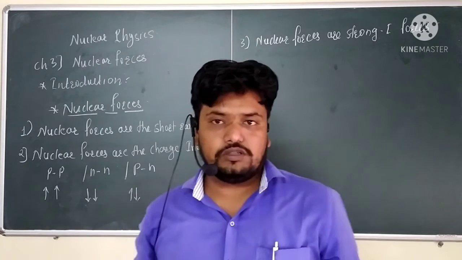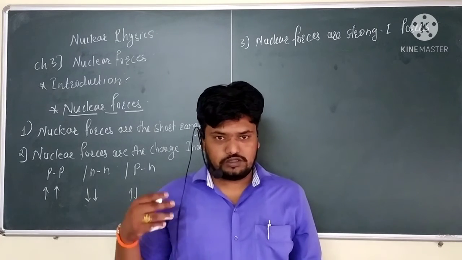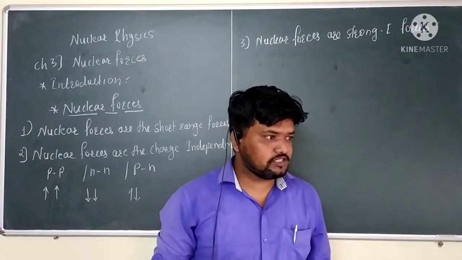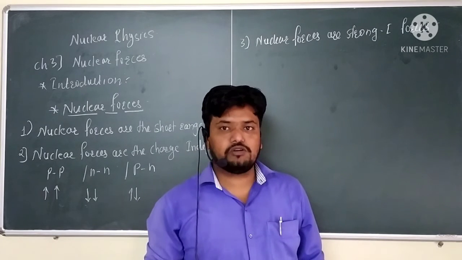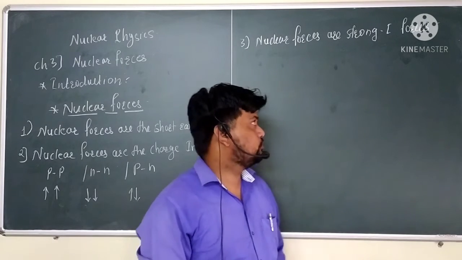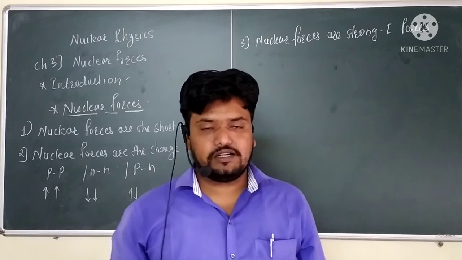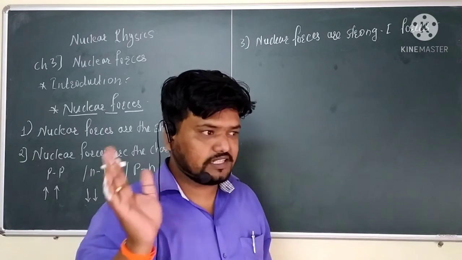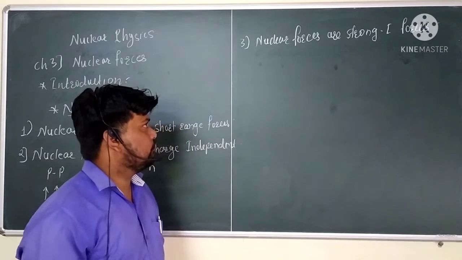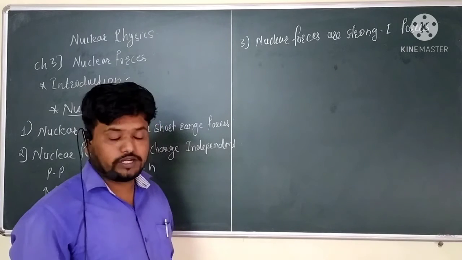So what is the property of the strong interaction forces? It depends upon which quantum numbers are conserved: the charge number, the lepton number, the baryon number, strangeness, isospin, and the third component of the isospin. We analyze these to understand whether the force is a strong interaction, a weak interaction, or an electromagnetic interaction. So the third property is that nuclear forces are strong interaction forces.